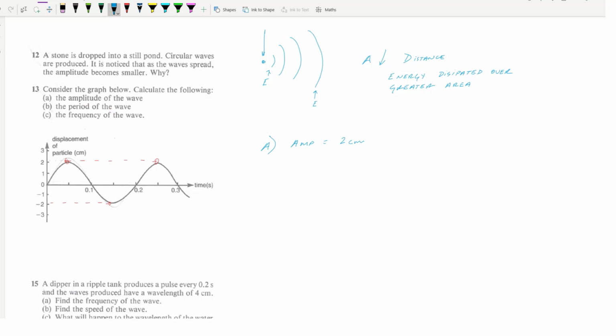Calculate the period of the wave. Okay. So the period of the wave is the time taken for one oscillation. So from here to here, and you can actually see the time goes from 0 to 0.2 seconds. So the period of the wave is equal to 0.2 seconds. Part C, what is the frequency of the wave? Just like the previous questions here, frequency is the inverse of the period, which is the inverse of 0.2 seconds, which will equal 5 hertz.